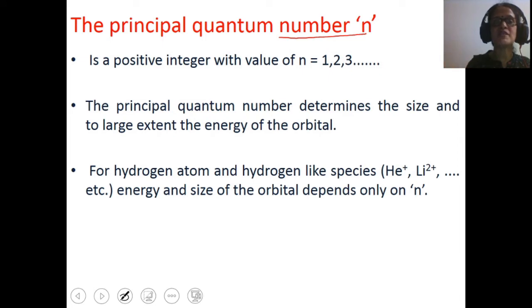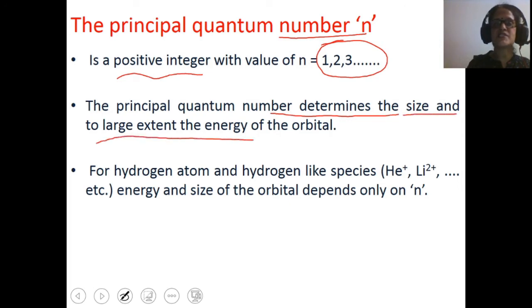The principal quantum number is a positive integer which has the values 1, 2, 3 and so on. Then what does the principal quantum number determine? It determines the size and to a large extent the energy of the orbital. So it determines the size and to a large extent the energy of the orbital.